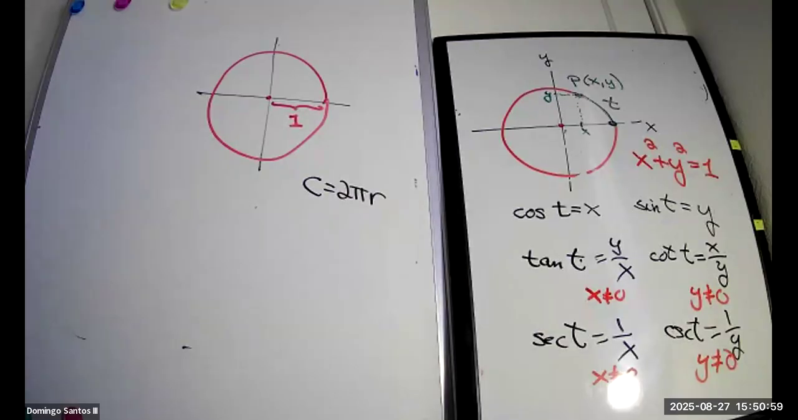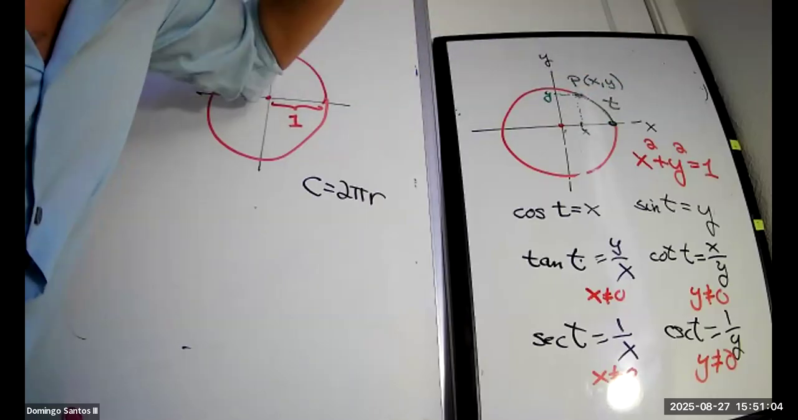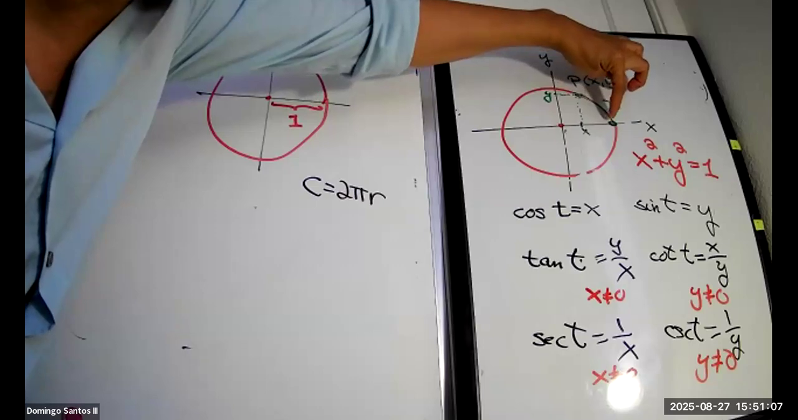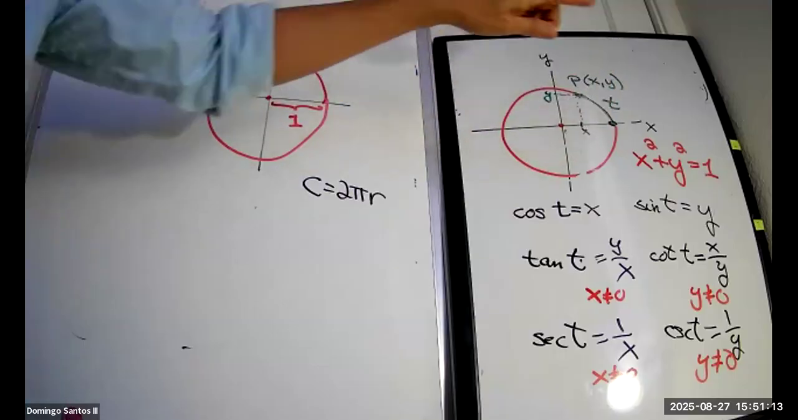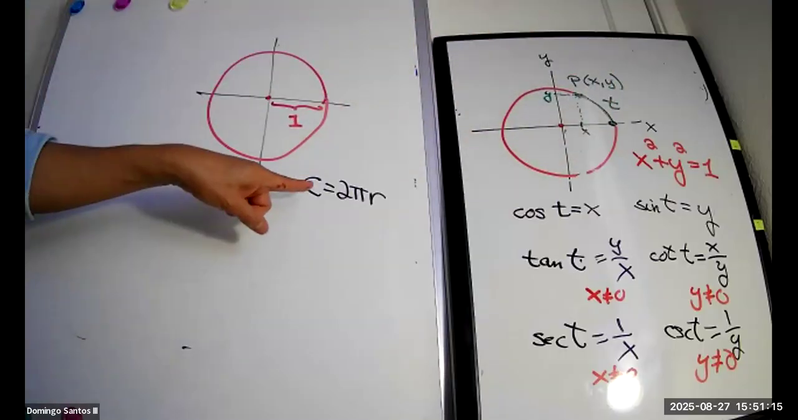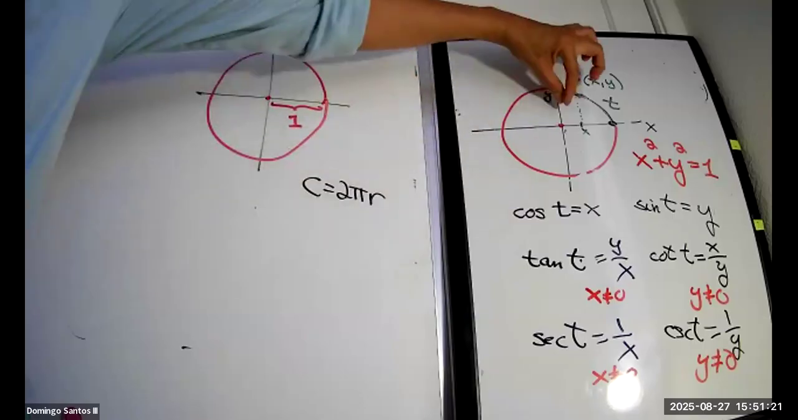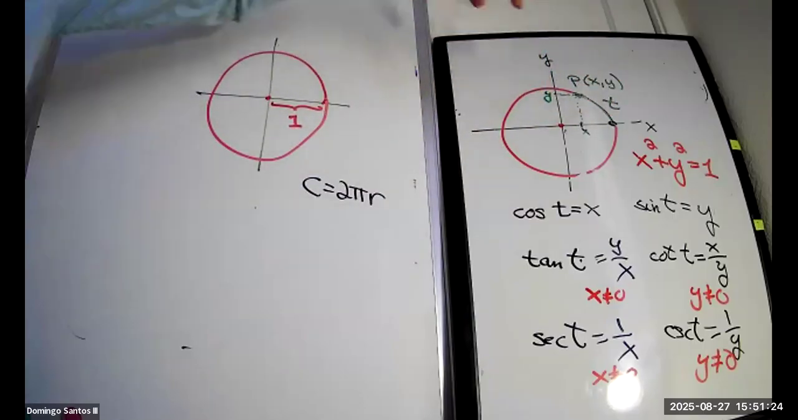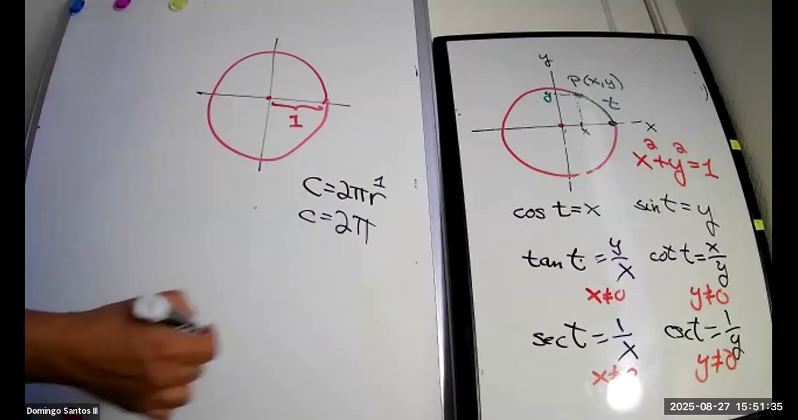Okay, let's just recall it. The circumference, meaning the total distance that I've walked as a bug from here to there, will be the circumference of the circle. By the formula from geometry, the circumference is twice pi times the radius. But this is a unit circle, meaning the radius is always 1, correct? So that whole thing is 2 pi.